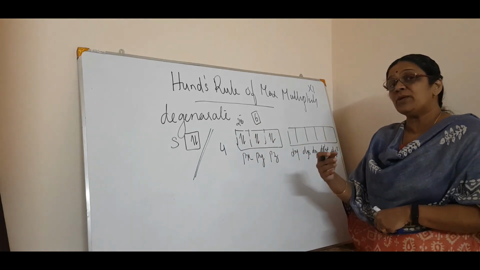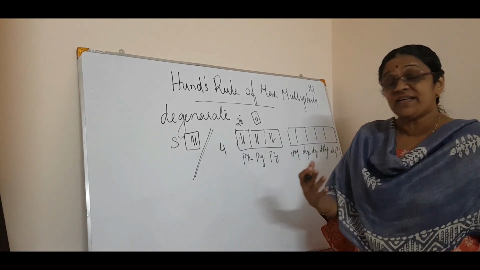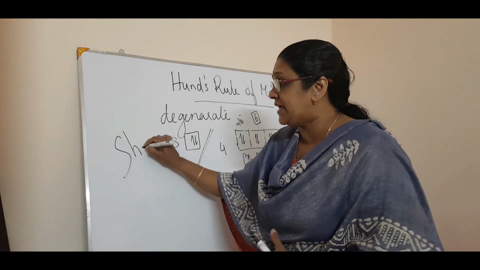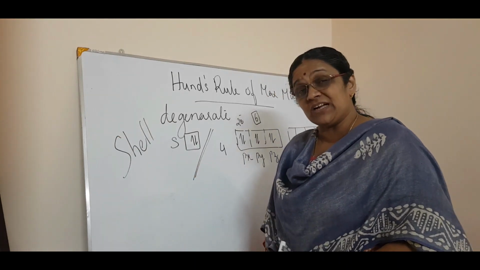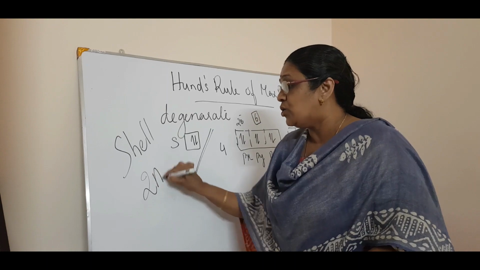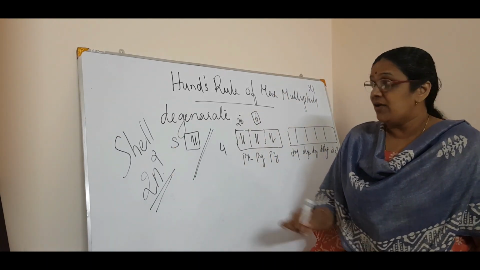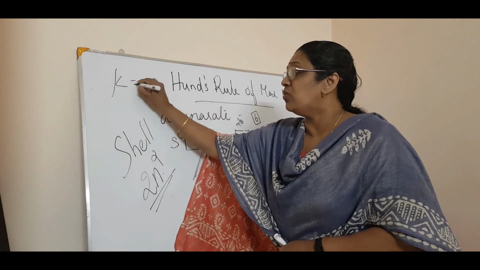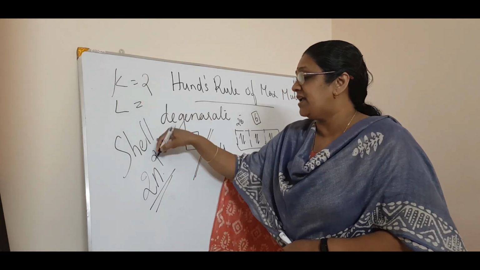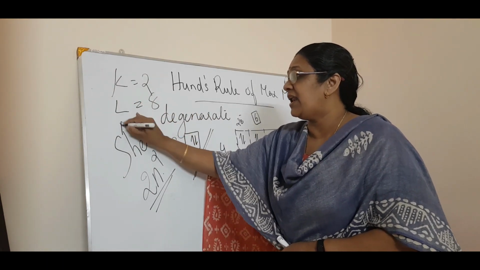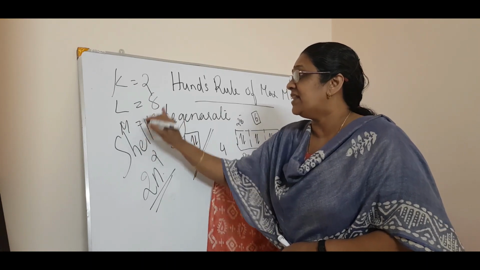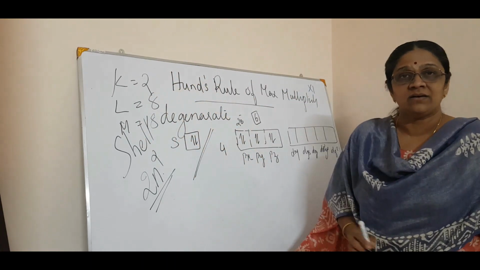Okay. Now you know the maximum number of electrons in a shell. You studied this. The maximum number of electrons in a shell is given by the formula 2n square, where n is the number of the shell. For the K shell, it is 2, isn't it? For the L shell, it is 8. For the M shell, it is 18. Then the N shell, it is 32, and like that.